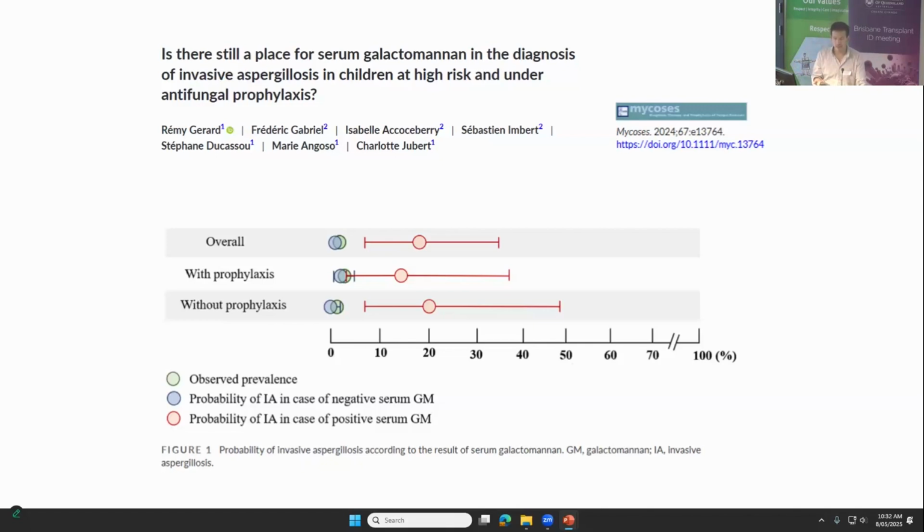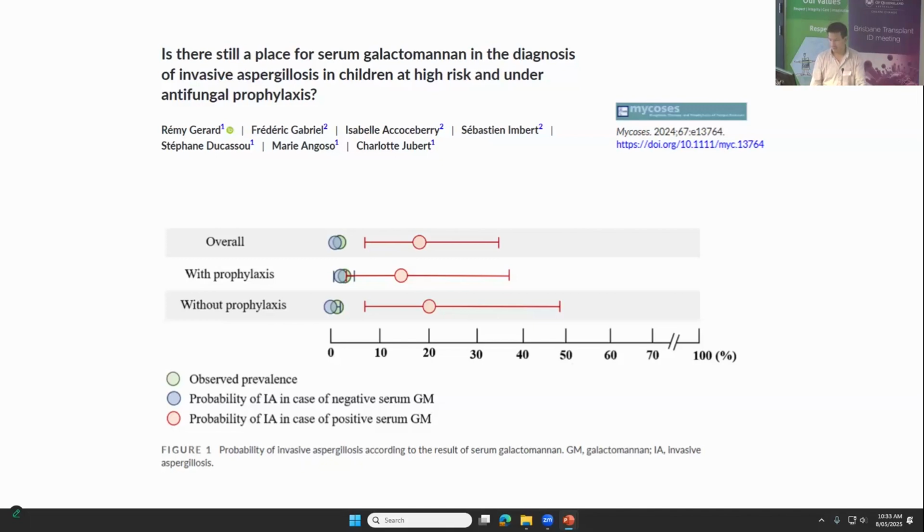And the sensitivity of galactomannan in that setting for proven and probable cases of invasive aspergillosis was 33%, which is lower than the overall without prophylaxis. So I think it's still a useful test in this setting. If there's a high suspicion, a negative test needs to take into consideration the impact of mold-active prophylaxis. And also importantly, it's an Aspergillus-specific test, so a negative test doesn't rule out infection caused by another mold.